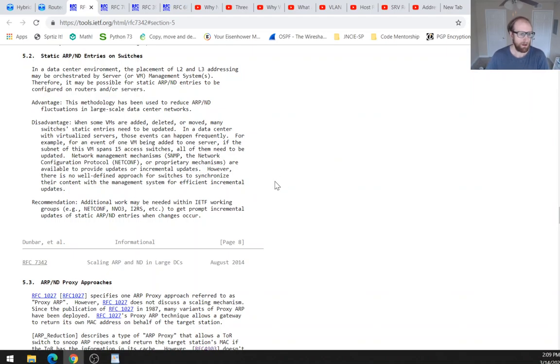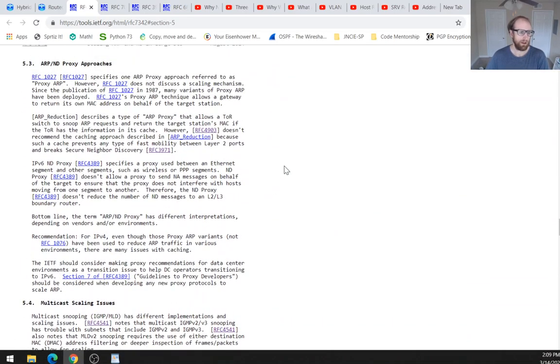Alright, so there are also the ARP/ND proxy approaches. RFC 1027 specifies one ARP proxy approach referred to as Proxy ARP. However, RFC 1027 does not discuss a scaling mechanism. Since the publication of RFC 1027 in 1987, many variants of Proxy ARP have been deployed. RFC 1027's Proxy ARP technique allows a gateway to return its own MAC address on behalf of the target station.